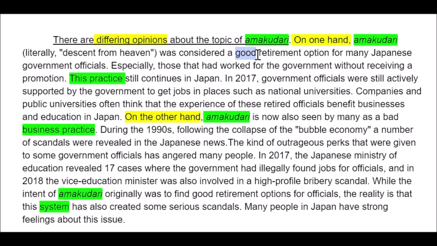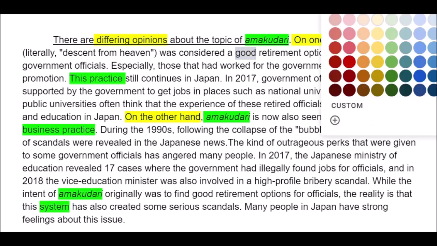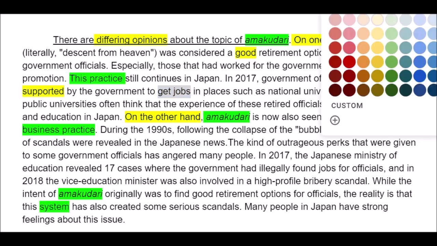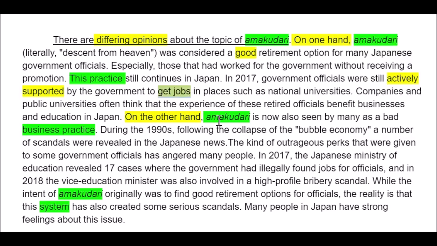And then we can look at what kind of opinions they are. We've got in this one good words like good, so we've got a positive opinion, words that fit in with good. Maybe actively supporting is another word that's quite good. Getting a job. Getting a job is always good because you get paid. And this word here, benefit, is another positive word. So we begin with positive ideas about Amakodari.